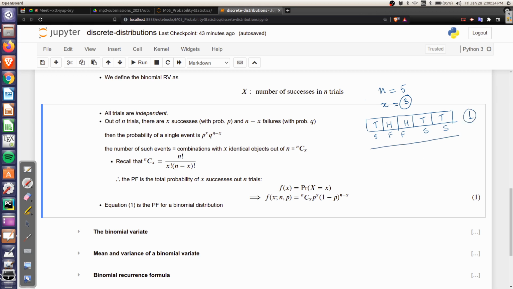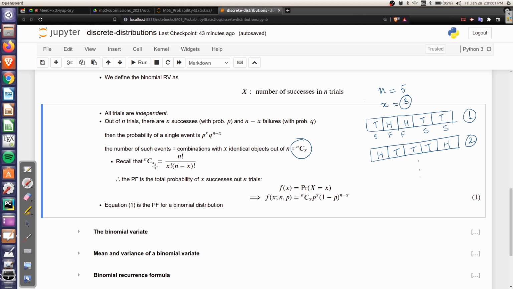Is there any other possibility by which I can get 3 successes out of 5 trials? Yes, there are other possibilities also. Another possibility could be you get a head first, followed by 3 successive tails and then another head. This is another possibility. So how many different ways are there in which I can combine these x objects out of n? There are nCx ways by which I can do that.